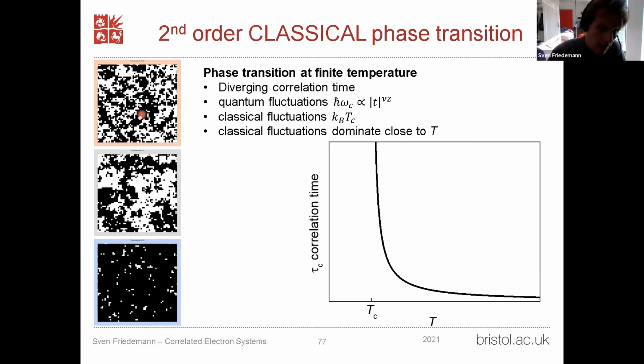They will fluctuate due to temperature at finite temperatures, but they will equally fluctuate at the quantum critical point, because the energy difference between the two states is zero.